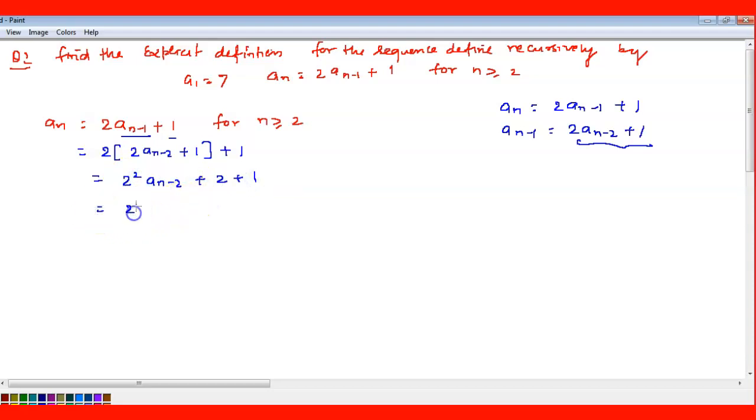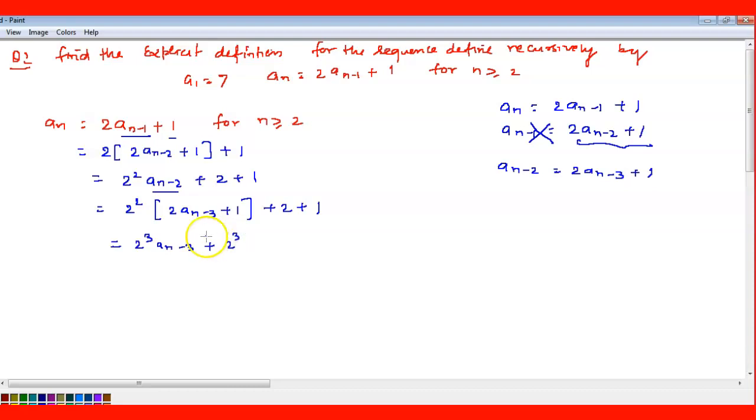Similarly, in 2 square, now a of n minus 2 you substitute. So this one you cancel it, n replaced with n minus 2. So 2 into a of n minus 3 plus 1 you will get, right? So 2 into a of n minus 3 plus 1 plus 2 plus 1, right? So we'll get 2 cube a of n minus 3 plus 2 square plus 2 plus 1, right? So going on, the next term is 2 power 4 a of n minus 4 plus 2 cube plus 2 square plus 2 plus 1, right?